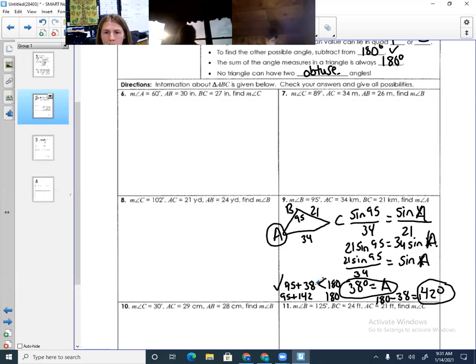Yep, it is greater than. Now, right away, that means if we're above 180, it doesn't work. So this does not work. This angle 142 is not a solution.